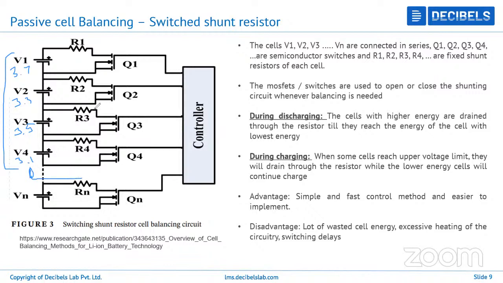that is going to be V4, and it will open the switches Q1, Q2 and Q3, and it will allow all the cells to drain through the resistors R1, R2 and R3 till they all reach 3.1 volts. So that is how passive balancing is done through a switch. This is why it is called switched shunt resistor. Why? Because there is a switch and there is a shunt resistor through which the cell can drain its energy.